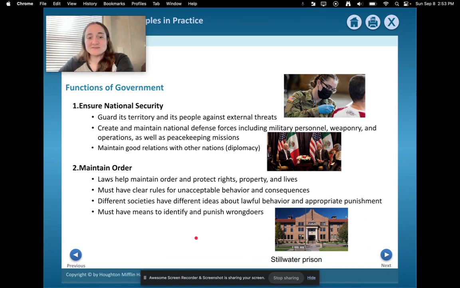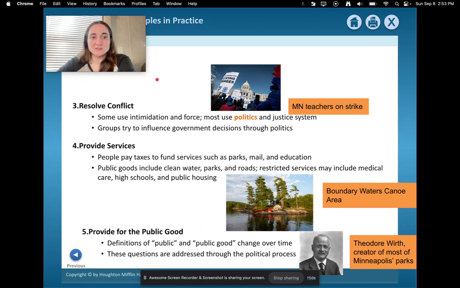Also, different societies have different ideas about lawful behavior and appropriate punishment, and must have means to identify the punished wrongdoers. The 3rd would be to resolve conflict. So some use intimidation and force, most use politics and justice system. For example, if you ever see like unions on strike, that would be kind of a big role of the government, is to help negotiate those strikes, and groups try to influence government decisions through politics.